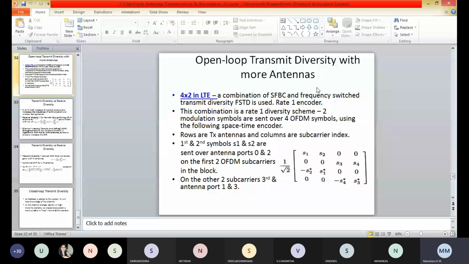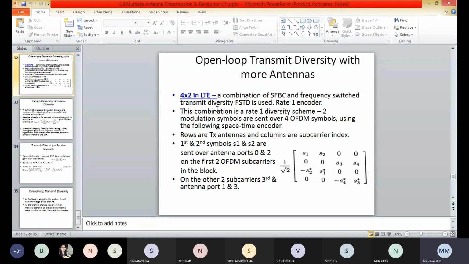So next we have 4x2 in LTE. Here in LTE, the rate 2 stacked SFBC approach is used when the 4 transmit antennas are available. Here a combination of SFBC and frequency switched transmit diversity, that is FSTD, is used. This combination of SFBC and FSTD is a rate 1 diversity scheme.